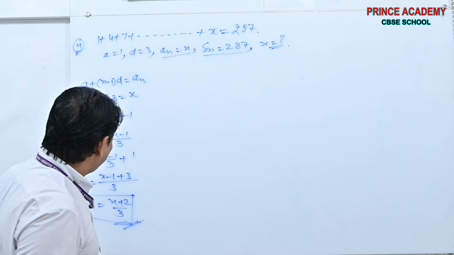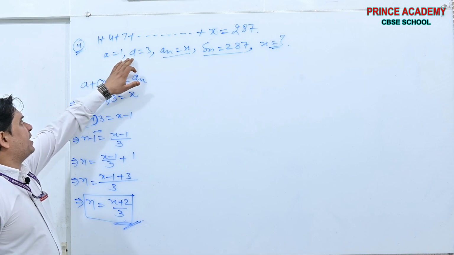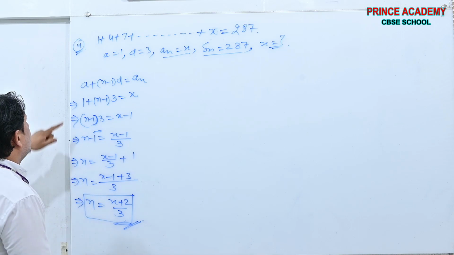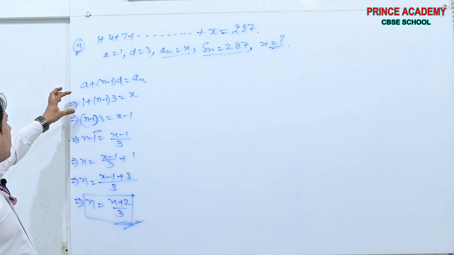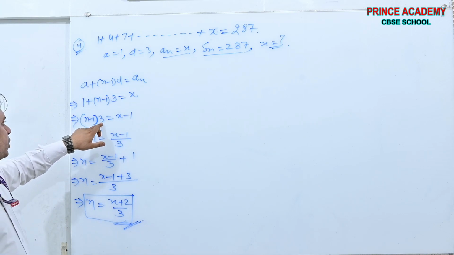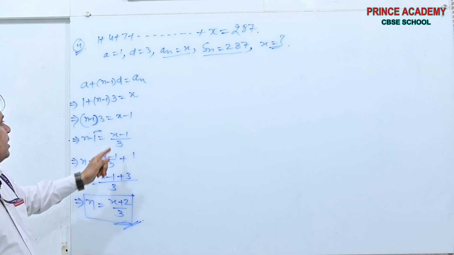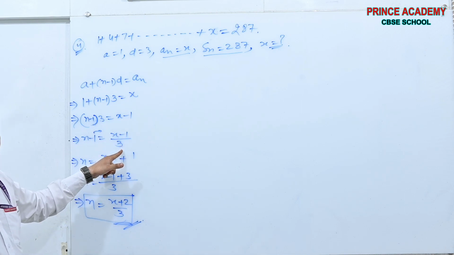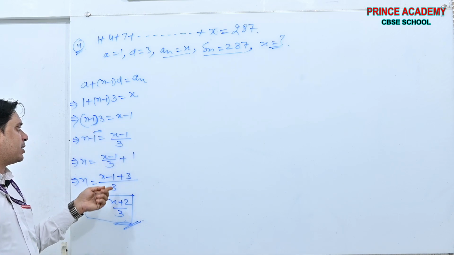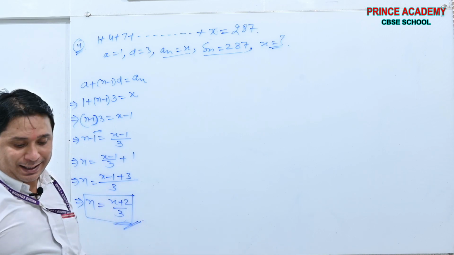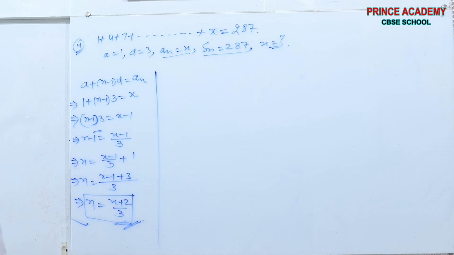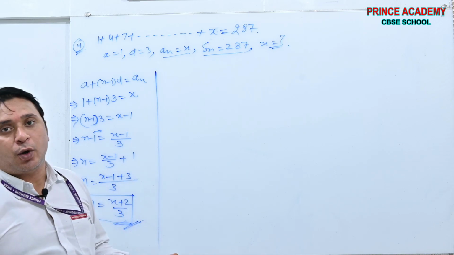See what we did here: a is 1, d is 3, an is x. Use the general term formula, a plus (n minus 1)d is equal to x. n minus 1 into 3, 1 shifted to the right, then 3 to the right as denominator, then 1 to the right plus 1. Then we take the LCM, 3x minus 1 plus 3, that is (x plus 2) by 3. Now the value of n we have found in terms of x.